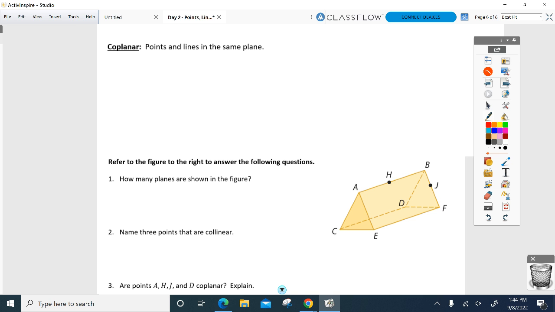Collinear: points on the same line. Coplanar: points or lines on the same plane. All right, points or lines.